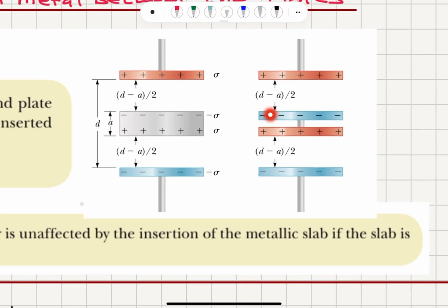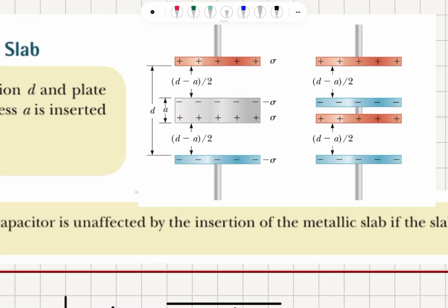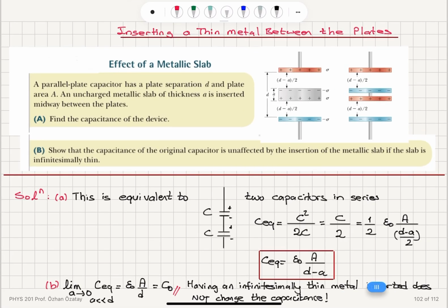This is equivalent to saying we have two new metallic plates here with negative and positive charges, and this is basically the equivalent effect. So we will have two capacitors connected in series. The equivalent capacitance is the product of the capacitances divided by the sum, which gives us C over 2, where C is the capacitance of one of these, which is epsilon 0 A over (D minus a) over 2.